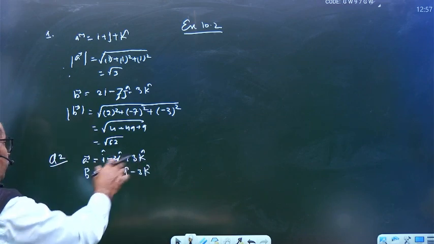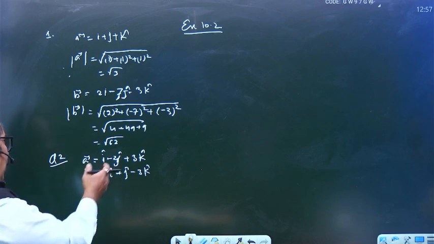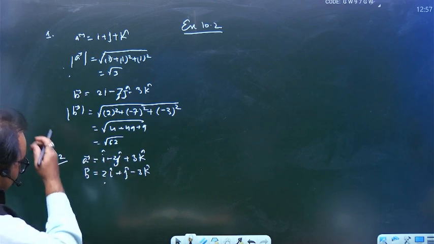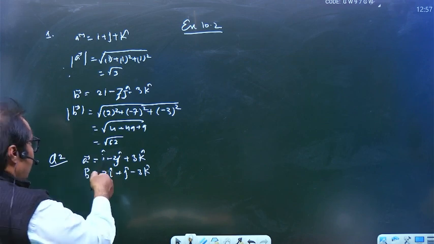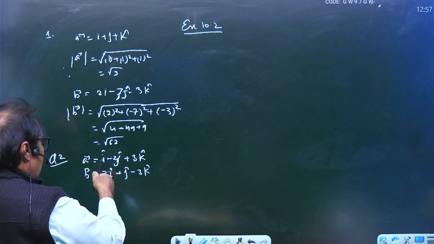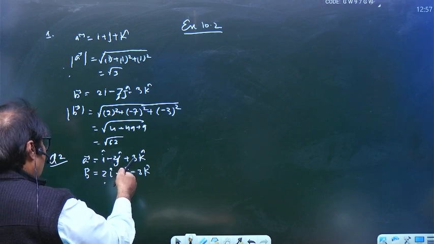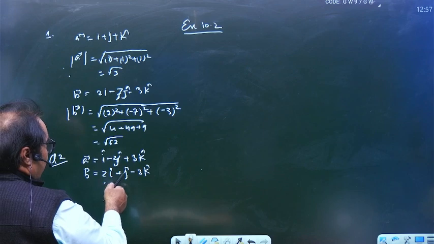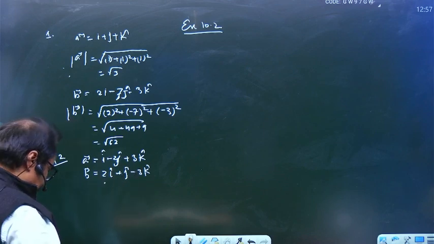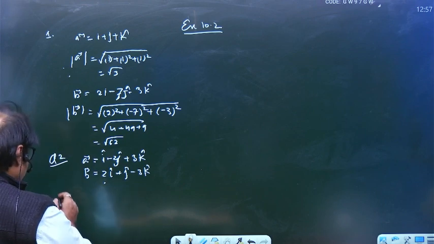You may write any example of a vector and then change its direction, change the signs, and we will get the same magnitude. Its magnitude will be the square root of 1 plus minus 2 whole square plus 3 square, 1 plus 4 plus 9, 14. And again here you will get 4 plus 1 plus 9, so the magnitude is the same. In this way you can give a lot of examples.